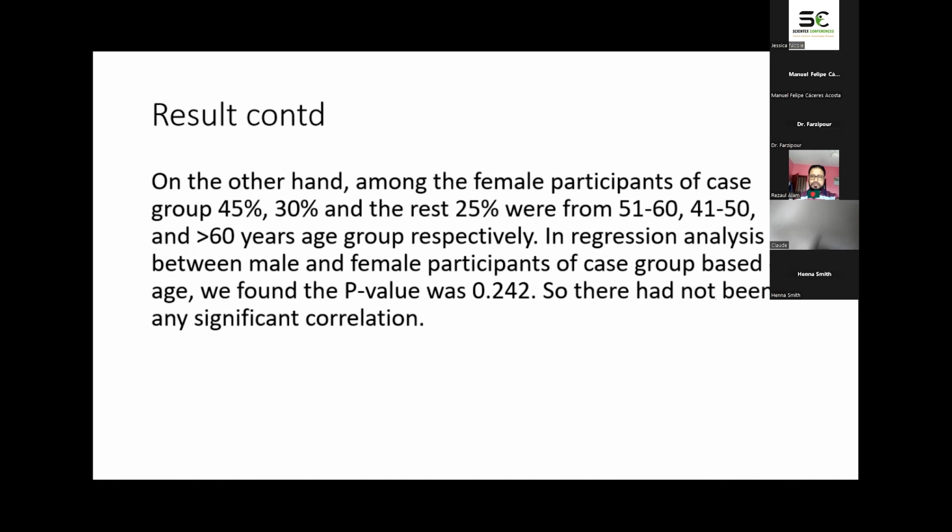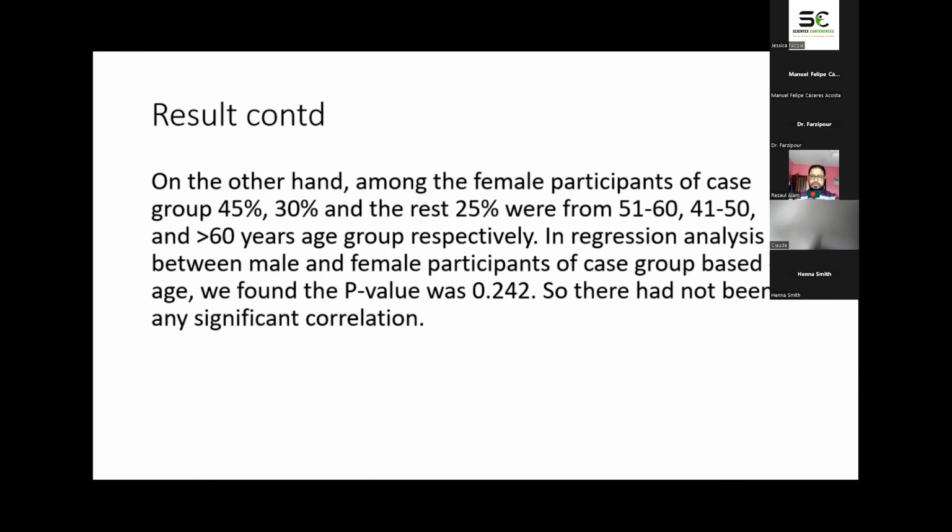Here again, most of the population remains within 51 to 60 years. In regression analysis between the male and female participants of the case group, based on the age, we found the p-value was 0.242. So there had not been any significant correlations.